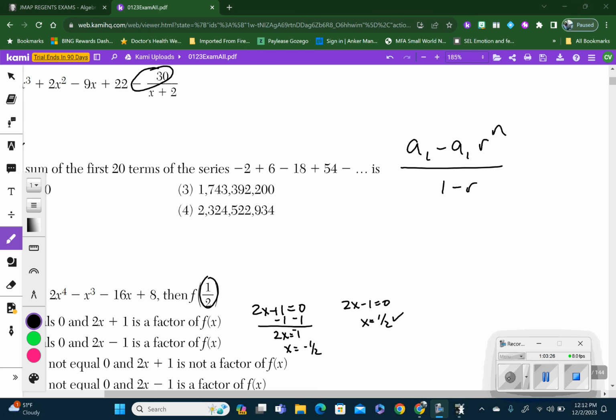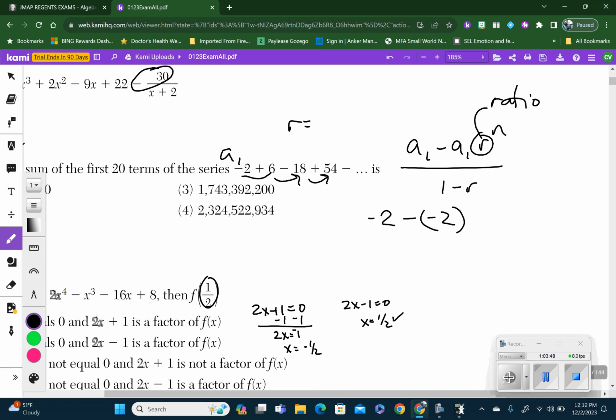So now my a1 represents my first term. So I'm going to put the number -2 there. Minus my a1 again is -2. You see how I'm doing this? Right, just substituting some numbers in. My r is my common ratio. That's the number that I multiply. So what number am I multiplying to get to the next number? So my r here is, if you're not really sure, take the second term, which is 6, divided by the first term, which is -2. 6 divided by -2 is -3.